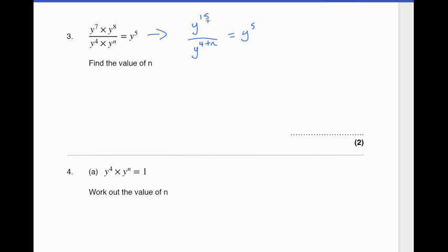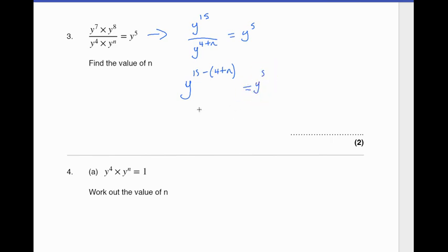And again, same thing, we are subtracting the powers. We've just got to be a little bit careful here because when you're subtracting things like this, it can go a little bit left. So we have y to the power of 15 minus, and we're minusing the entirety of 4 plus n. So best to just use brackets here. And that's going to be equal to y to the power of 5.